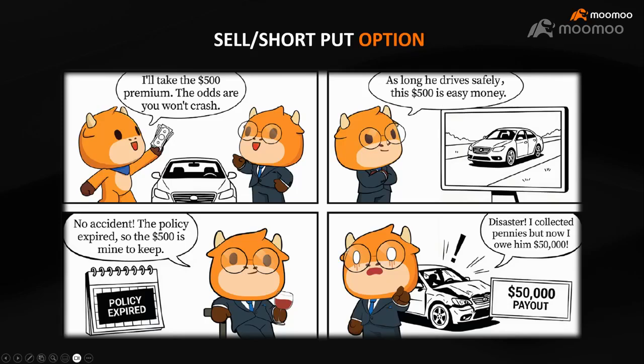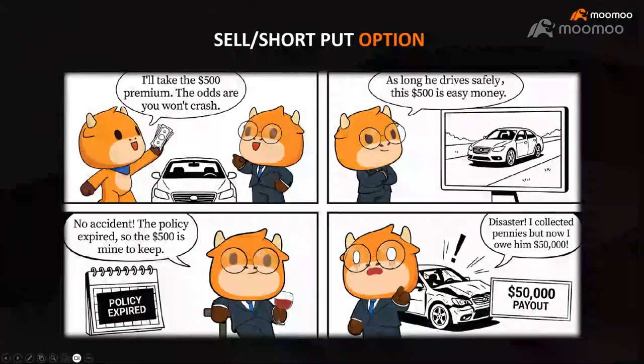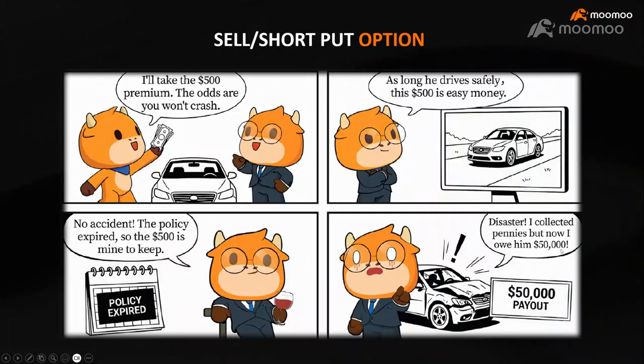So the seller of the put option thinks that as long as the buyer drives safely, he can keep this $500 premium in his pocket. No accidents, then the $500 is yours. After expiration, you are no longer under coverage, and the $500 is in your pocket. If it crashed, then the insurance company has to pay. They have to say, okay, you got covered for how much? For 50,000. So I have to pay 50,000 to buy this car, or maybe pay him the cash in reality. That's basically how the short and long options work.